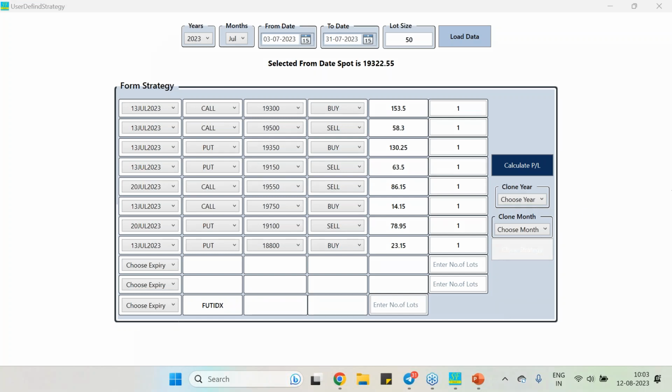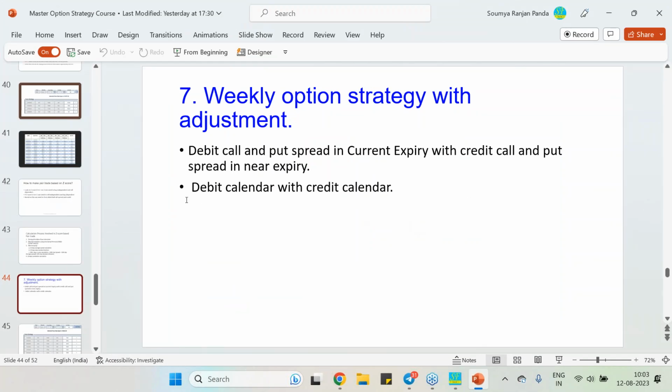Again I will repeat, weekly options are exotic options, they have to be handled very carefully. In weekly options, all strategies are not useful. You can have a debit call and put spread in the current expiry, and you can have a credit call and put spread in the near expiry. It has to be done with a pre-adjustment or post-adjustment approach.